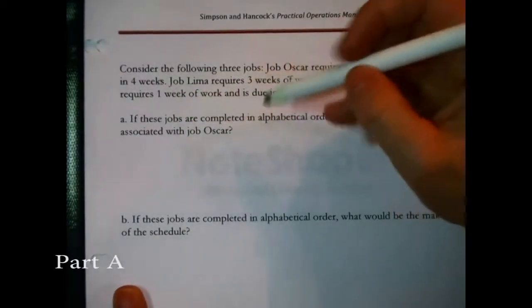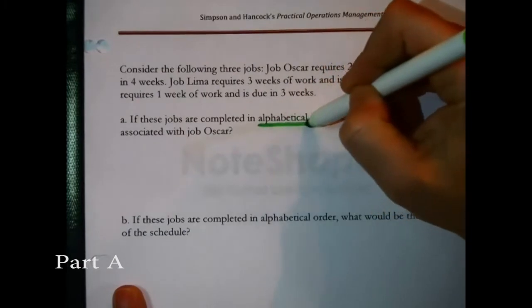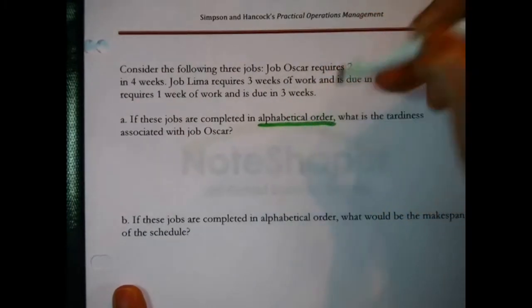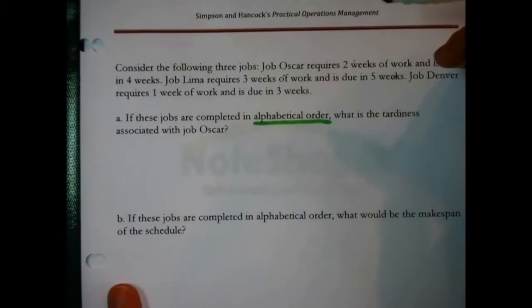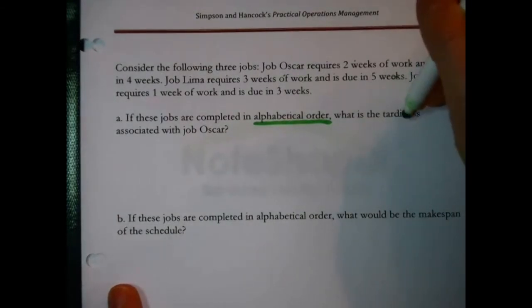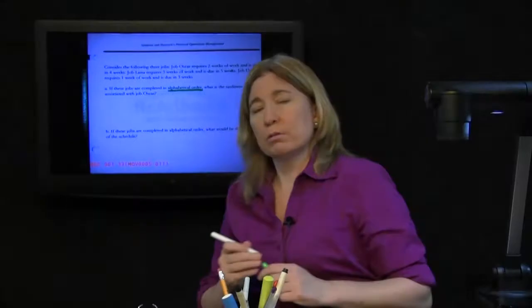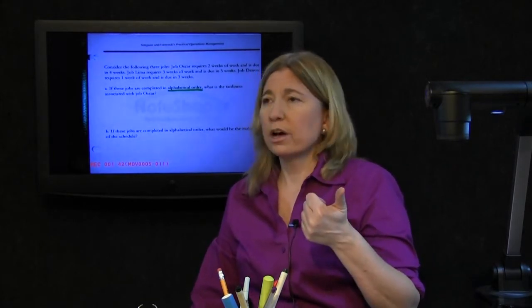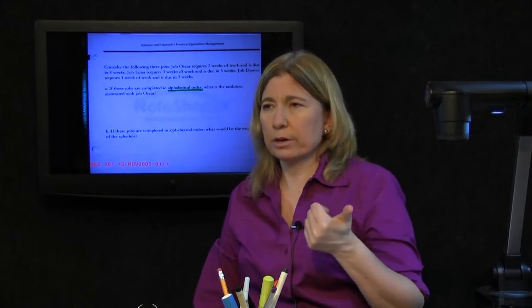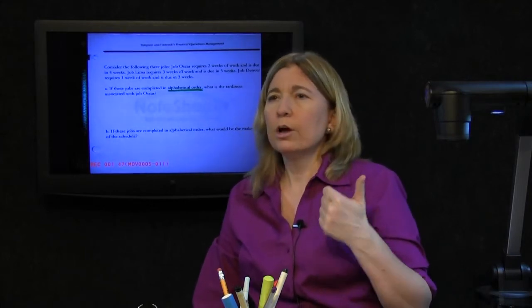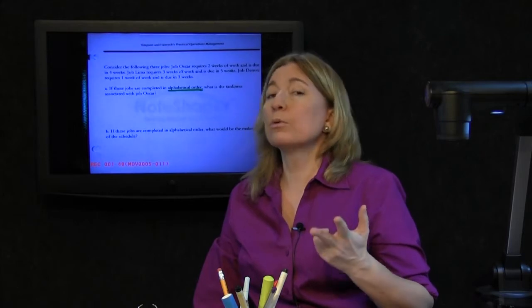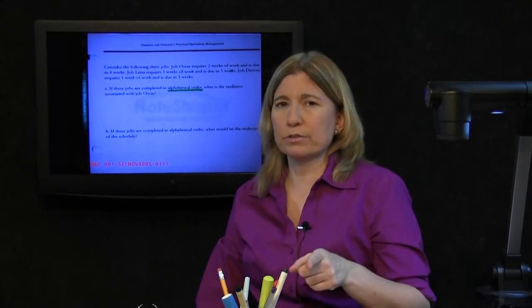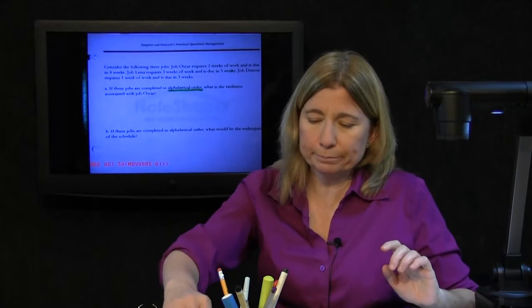If these jobs are completed in alphabetical order, that is a priority sequencing rule. It is a rule for setting the order of things. What is the tardiness associated with job Oscar? Okay, so first off, we recognize what rule they are asking for: alphabetical. Next, we should produce the sequence. They didn't ask for the sequence, but then we need to calculate the flow time in order to calculate the tardiness. All right, I've got a plan.